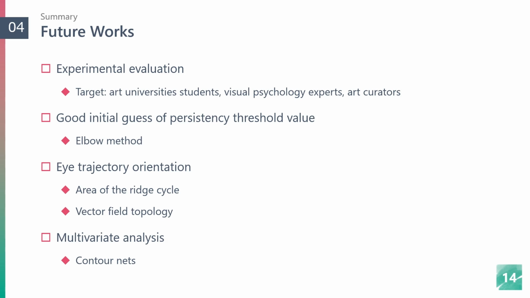Also, the orientation of the gaze shift along the approximated leading lines remains unexamined, but we believe that it may be possible to estimate based on the corresponding area of the ridge cycle of the saliency map, or by utilizing vector field topology. And finally, we need to utilize multivariate computational topology techniques because they enable the analysis of relationships among various properties.